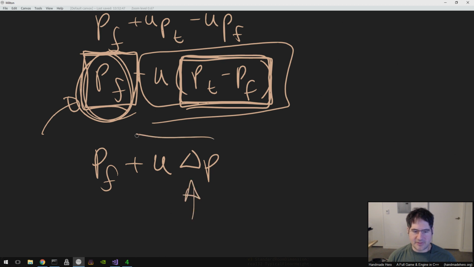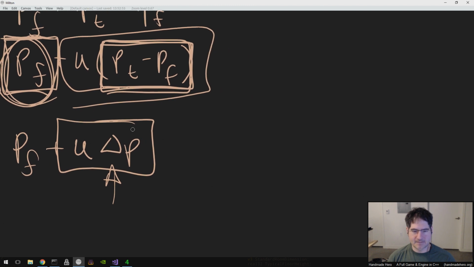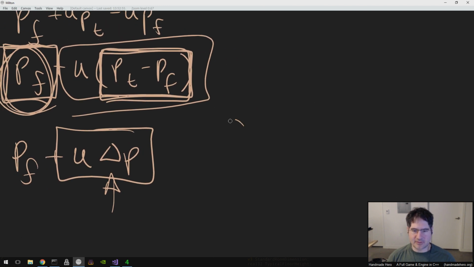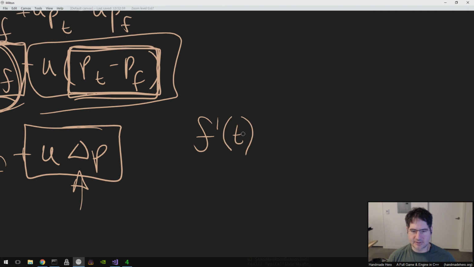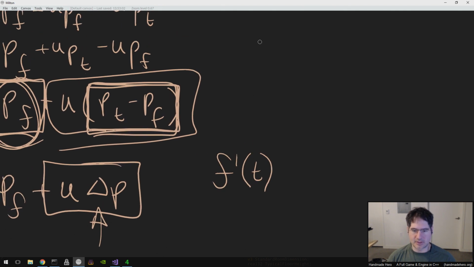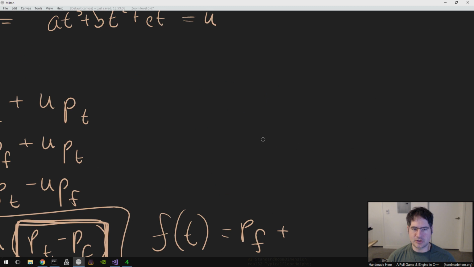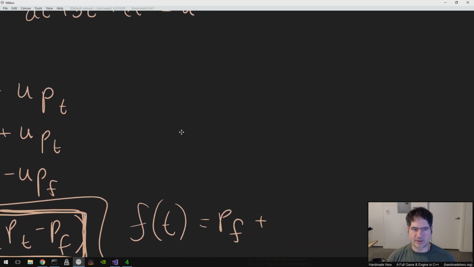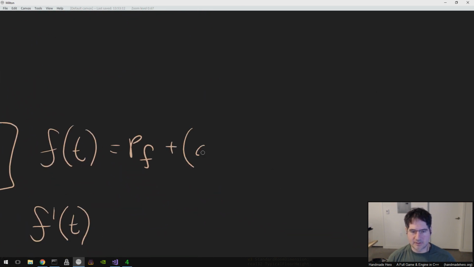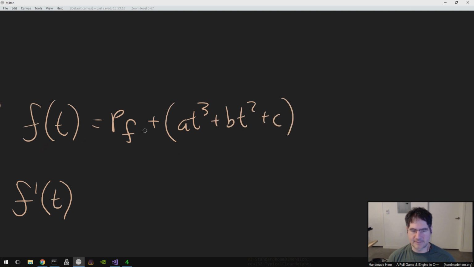Then I know that this is the entirety of my derivative function, right? So my f prime of my t here, and I can start from here. My f of t, if that is pf plus, and remember u is this nonsense up here. So it's at cubed plus bt squared plus c, right?